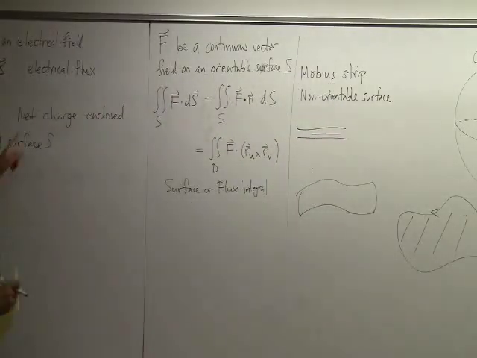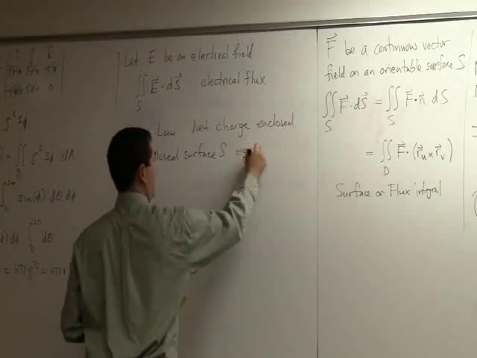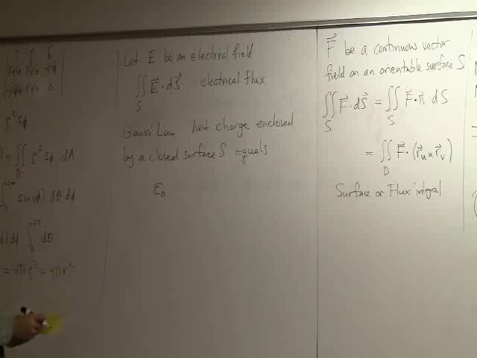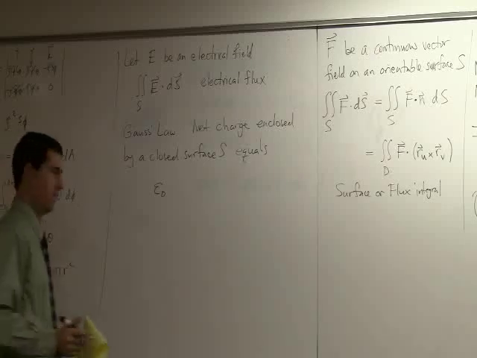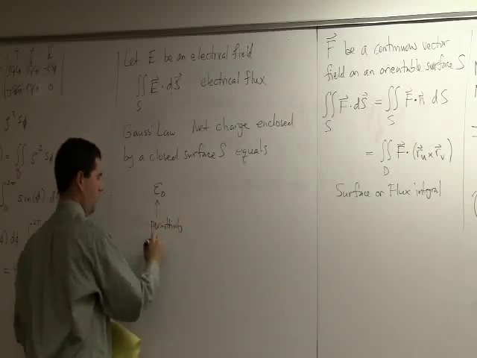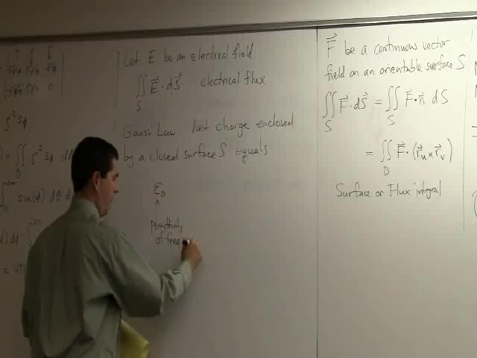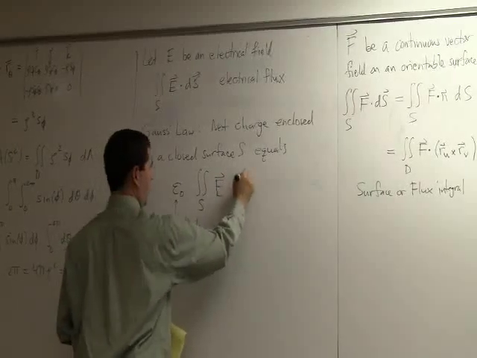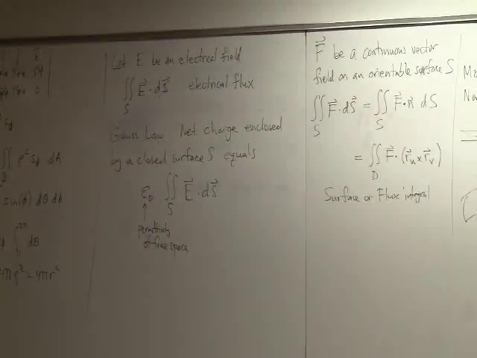Okay, so if you take the net charge enclosed by a closed surface S, so you're looking at some surface and you look on the inside and you want to know what's the net charge enclosed inside that surface. Gauss said that this equals some constant, which is the permittivity of free space, I think, I can't exactly remember what the constant is, times the electrical flux. So it's some constant times the electrical flux.